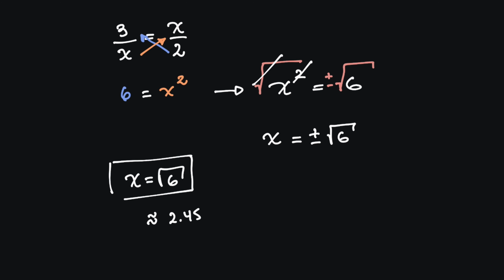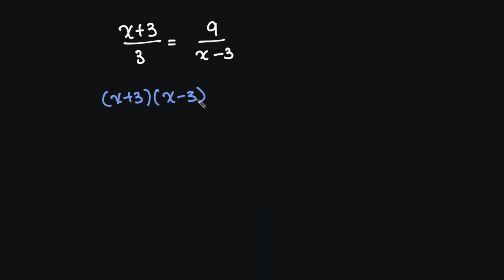Let's do another one. What if we have x plus 3 over 3 equal to 9 over x minus 3? Remember that we basically multiply as a cross. That's why it's also called a cross product. So x plus 3 is going to be multiplied by x minus 3. And this is going to be equal to this multiplication. So remember, we multiplied this first, now we'll multiply the other. 3 times 9 is going to be equal to 27, right?